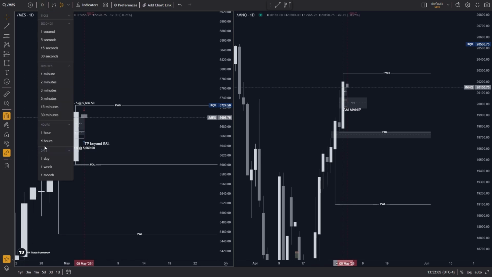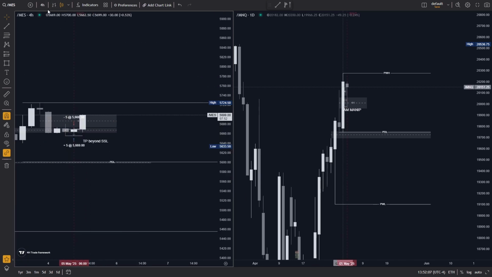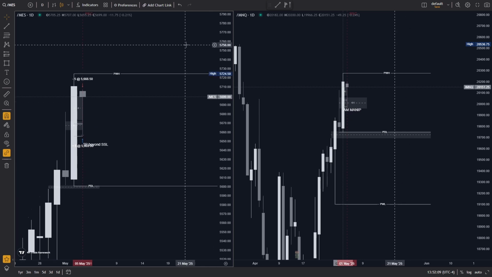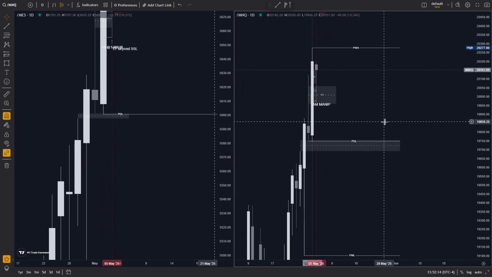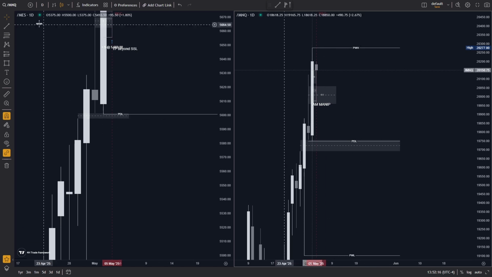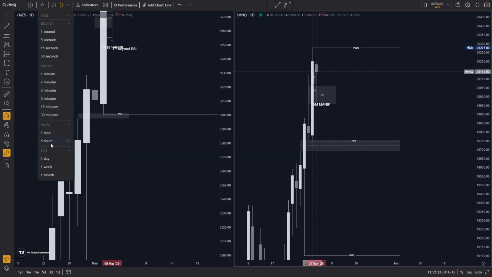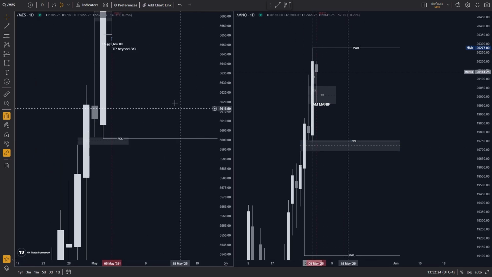So after that, on the daily, I did mark out this fair value gap down here on both ES and NQ. It is a little bit bigger on NQ. I'll show you guys more why I marked that out and why a lot of the clownery happened because of that.